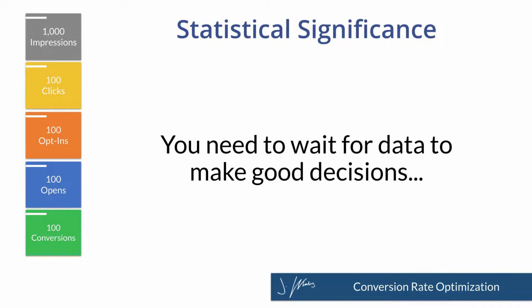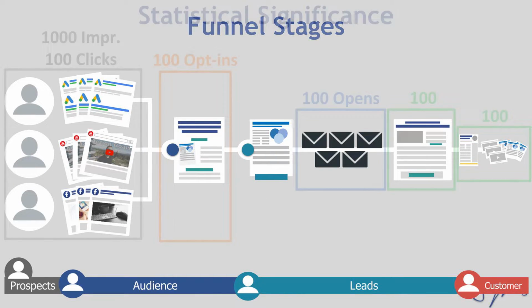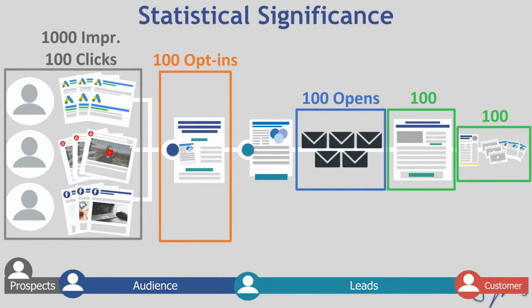Now, before we dive into the 5 phases, we need to make sure that we have statistical significance at each phase of our funnel, because we don't want to make decisions too early. We need at least a little bit of data before we start making decisions as to whether or not something is working. So taking a look at this diagram here are the minimum actions you need at each phase of your funnel in order to start making decisions.